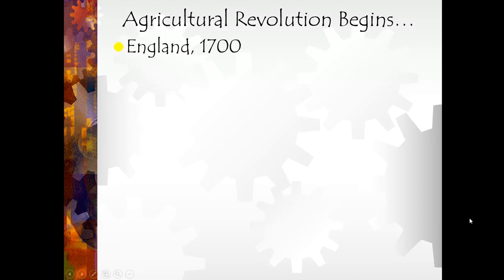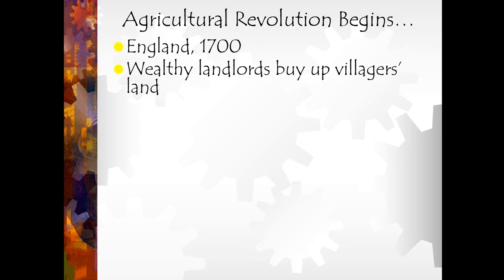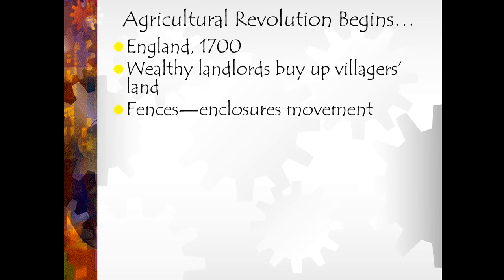So the Agricultural Revolution begins around 1700 in England, and it really is started by the enclosure movement. And so you've got wealthy landlords that buy up the land that the villagers had been farming on. That is, if the land that the villagers had been farming on was not already owned by a wealthy landlord. And then they built fences, and that's the enclosure movement.